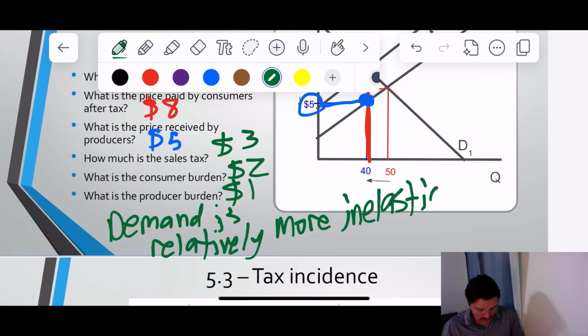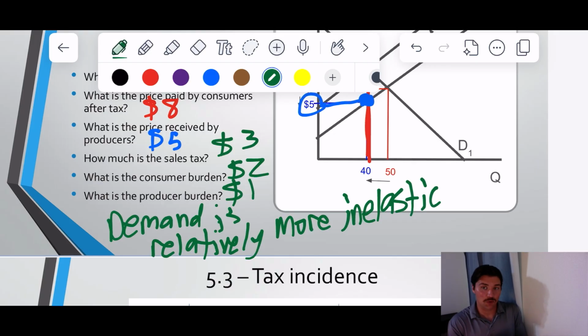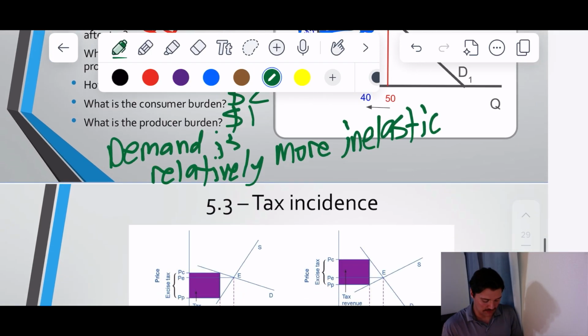Thinking back to the medical goods side of this, right? When prices are higher, the consumer still buys the same quantity because they are inelastic. The same thing happens here. If the demand is more inelastic, they're not changing quantity, and so they are willing to pay that higher price. So they're bearing most of the burden because they're inelastic, right?